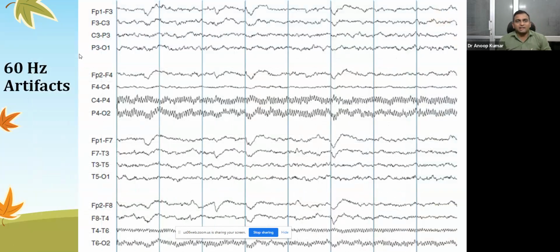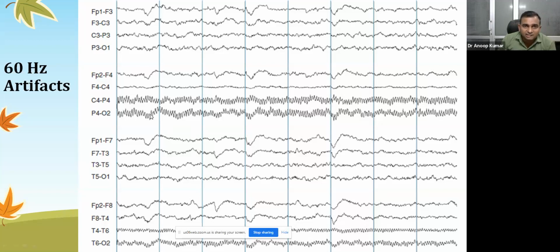So this is the 60 Hz artifact, which usually comes from the electrical system. In India, it is not 60 Hz, it is 50 Hz, but in the books it is described as 60 Hz due to the books published in the Western countries. In India, we usually get 50 Hz artifact, and it is eliminated by changing the notch settings.